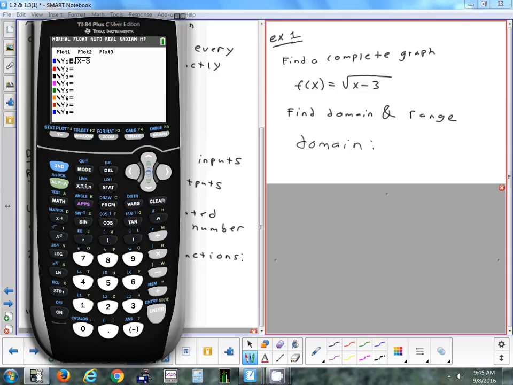So how could we describe the values that work? Nick? How about 3 itself? So if I plug in 3, I get 3 minus 3. That gives me 0. Is that negative? Nope. So 3 is actually okay. So the domain is going to be all numbers that are greater than or equal to 3.